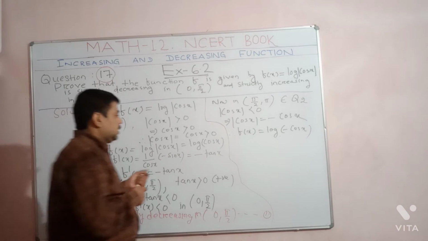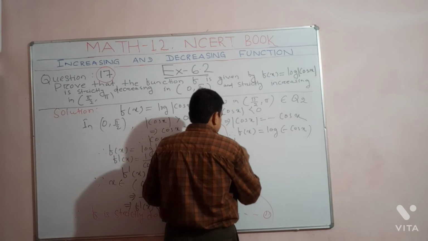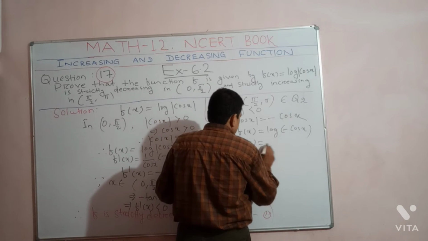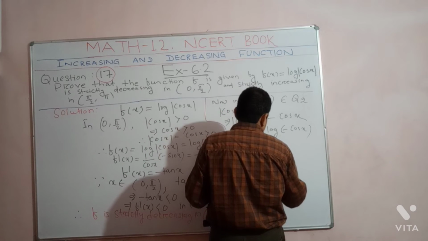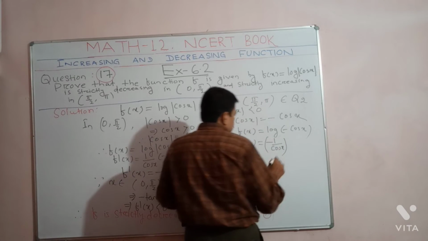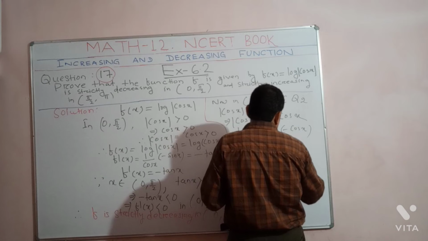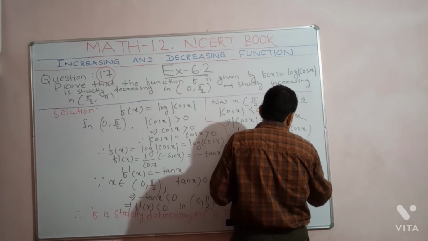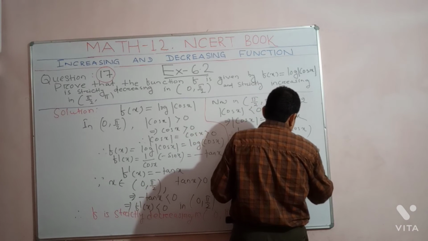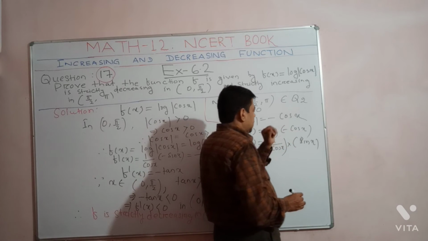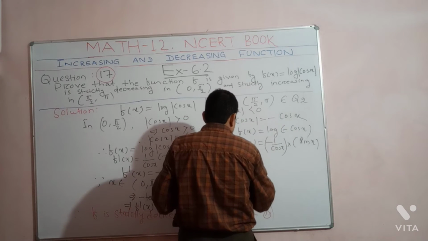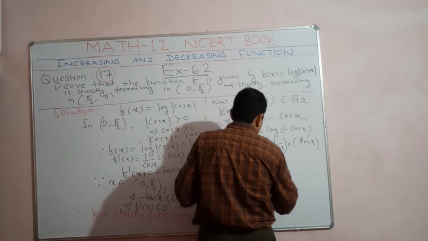Okay, understand? Now let us find out the derivative f dash x. And the derivative of log of minus cos x is minus 1 by cos x into the derivative of minus cos x, which is what? Sin x. Yes or no? Because the derivative of cos x is minus sin x and the derivative of minus cos x is sin x. So f dash x is equal to minus tan x.